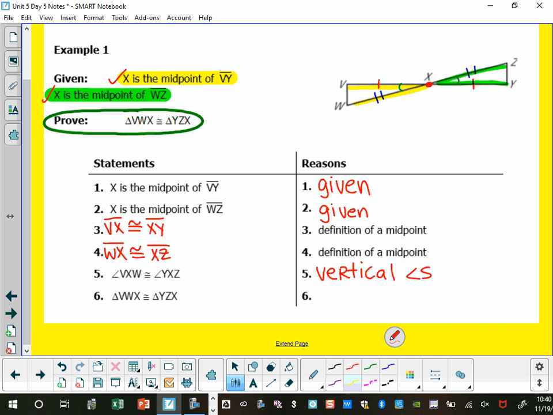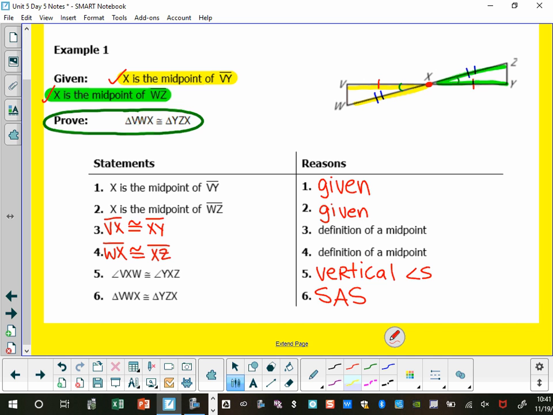Alright, last they say triangle VWX is congruent to triangle YZX. Do you guys see these 5 congruences on the board? What will be my reason for this proof? Side angle side. Do we all agree with Lulu? Yes. So I know that these 2 triangles are congruent for side angle side.